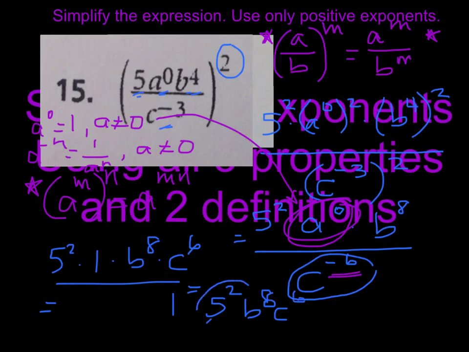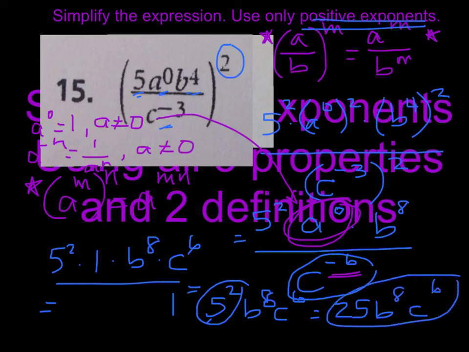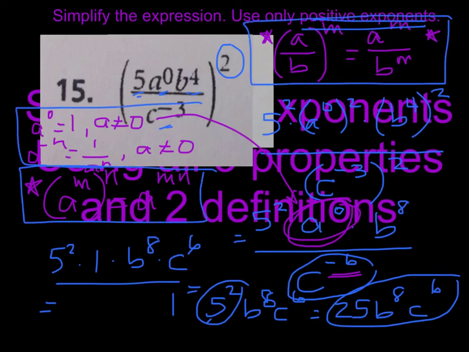If you want to do this 5 squared out, you can, but it does say that we can use positive exponents. But if you wanted to, your final answer would be 25 b to the 8th, c to the 6th. And that's the final answer. And how did you do that? You used 2 laws and 2 definitions to do that. And that's what you're practicing, combinations, 3 to 4 steps.